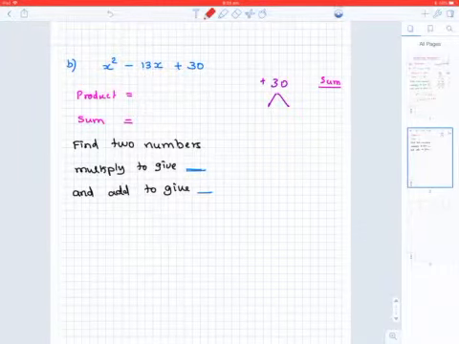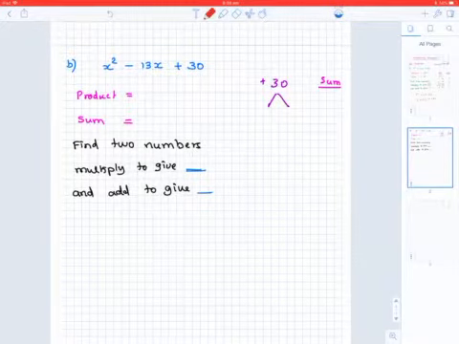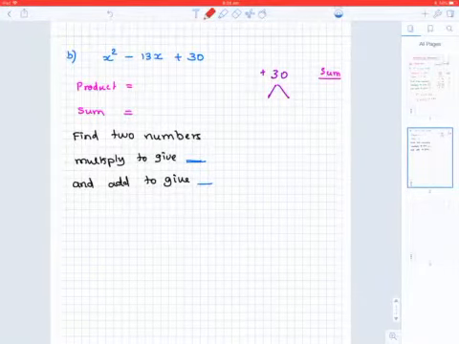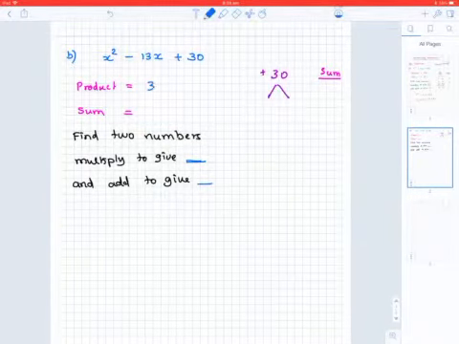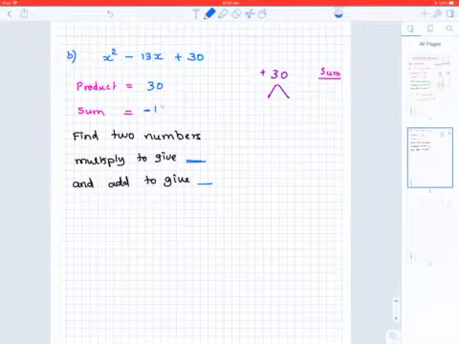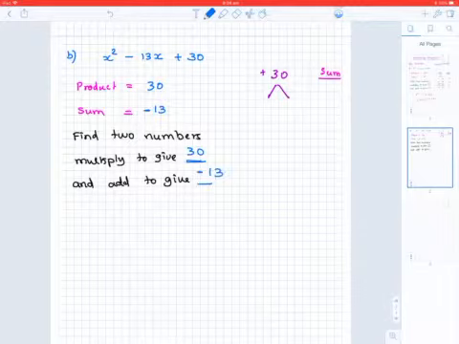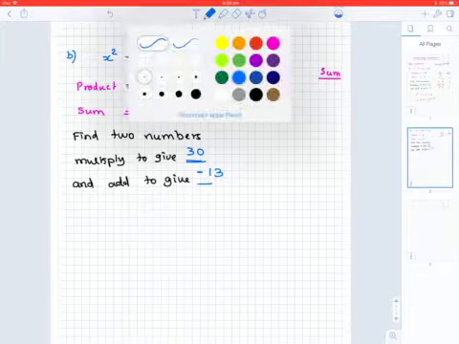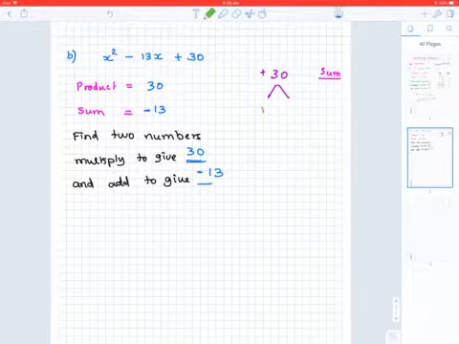Okay. Now we do another question. The second question is to factorize x squared minus 13x plus 30. Here also you can factorize as x plus alpha, x plus beta, but the product of the two numbers has to be 30, and the sum has to be minus 13. So we have to find two numbers that multiply to give you 30 and add to give you minus 13.